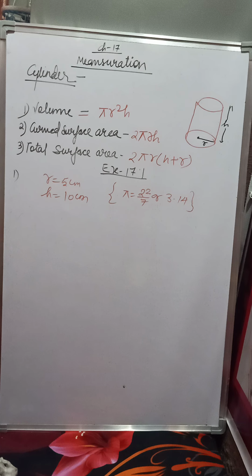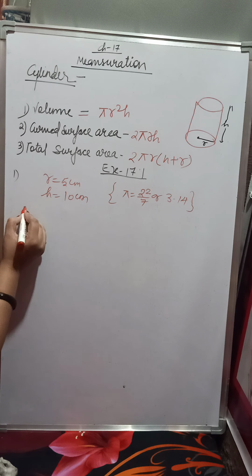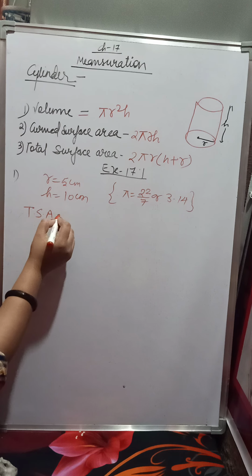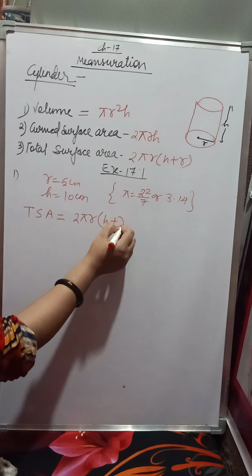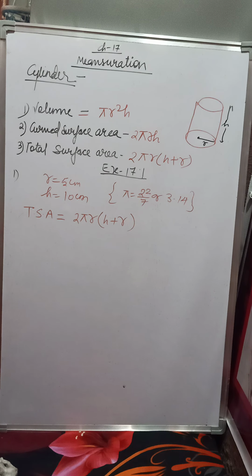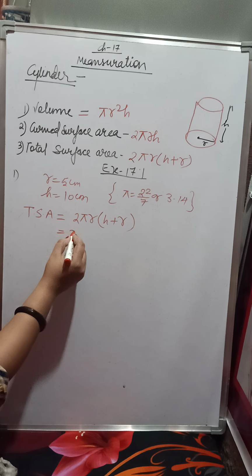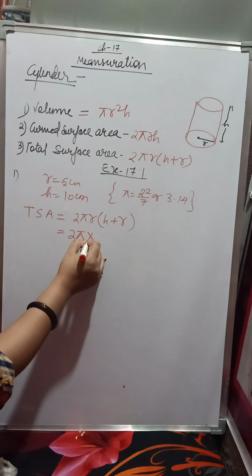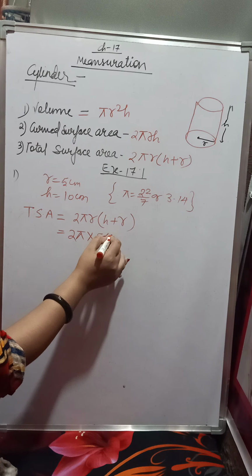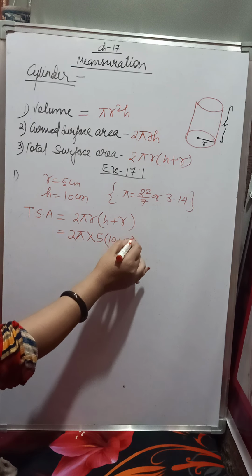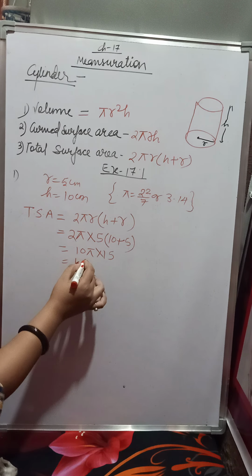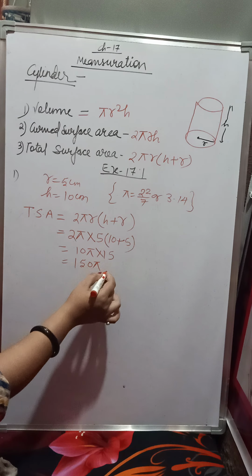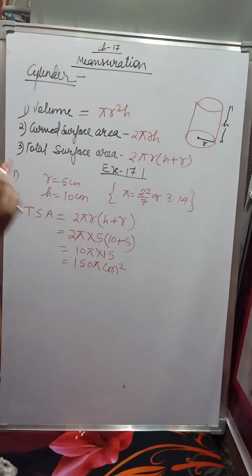In terms of pi, it means that we are not going to put the value of pi. The total surface area of cylinder is equal to 2 pi r (H plus R). Put the values. 2, we have to write the answer in terms of pi, so no need to put the value of pi. R is 5. H plus R, 10 plus 5. This is 10 pi into 15. So we have 150 pi centimeter square. This is the total surface area of the cylinder.